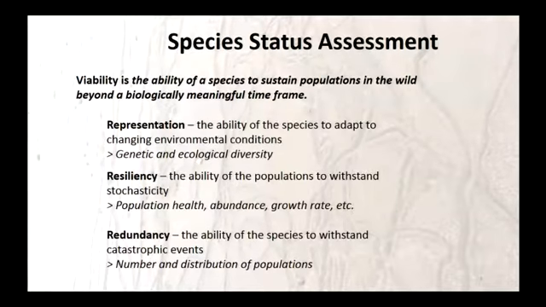So we do this assessment of the current status and the future status through this lens of these terms called the three R's: the representation, the resiliency, and the redundancy. And these have specific definitions. The overall goal is to try to assess the viability of the species, which is the ability of the species to sustain populations in the wild beyond biologically meaningful time frames. This stuff is a little jargony, but this is pulled right out of the guidance documents of the Fish and Wildlife Service on how to do these.